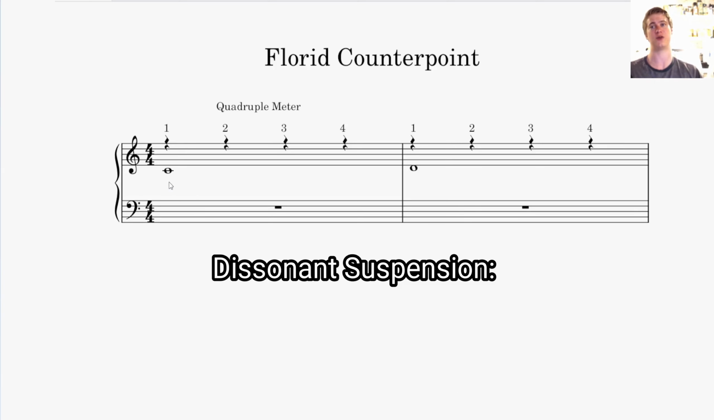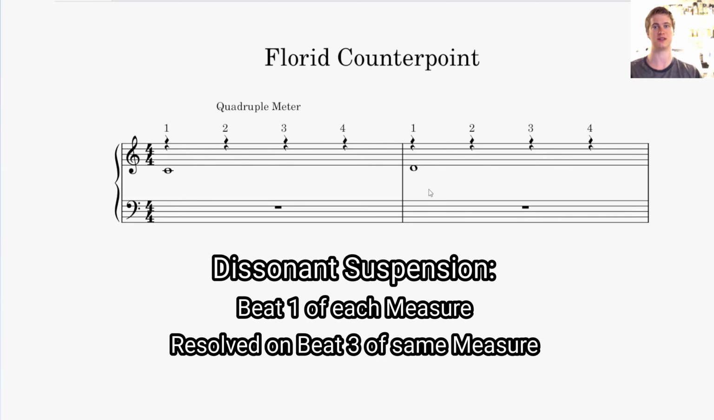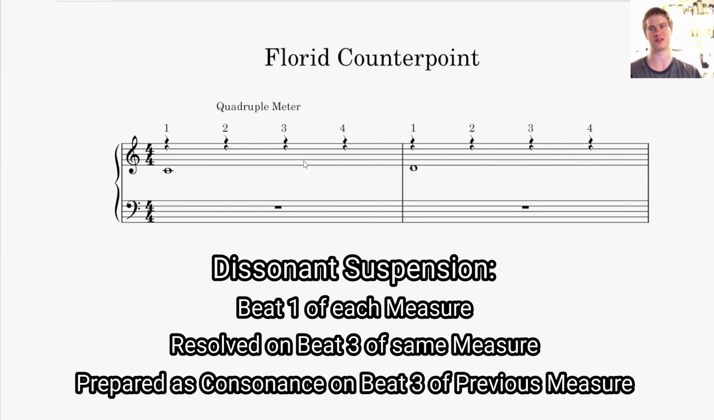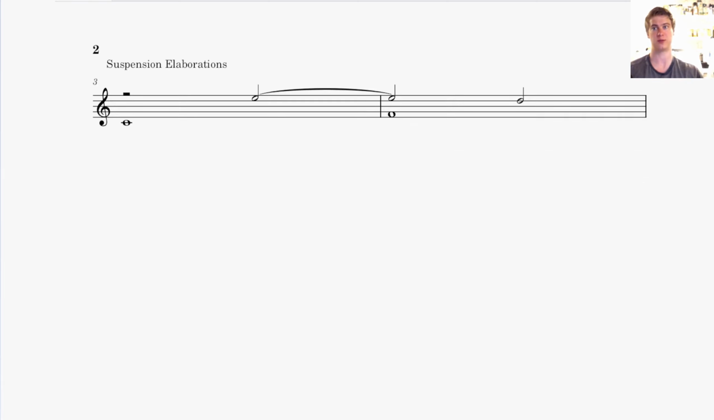Because the dissonance is created from the suspension, it can occur on beat 1 of each measure, as long as it is resolved on beat 3 of that same measure, and also prepared as a consonance on beat 3 of the measure before it. We can elaborate the dissonant suspensions in a variety of different ways that will make them more interesting melodically.